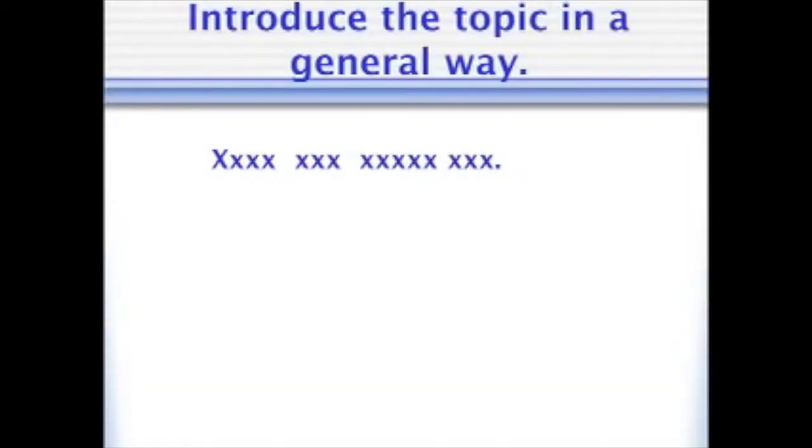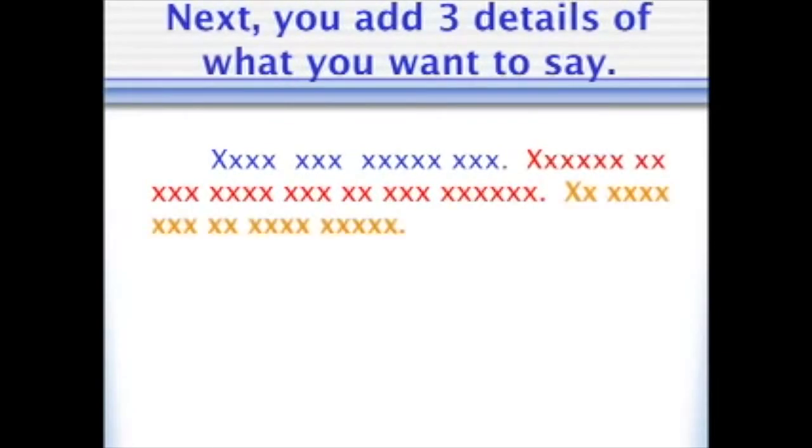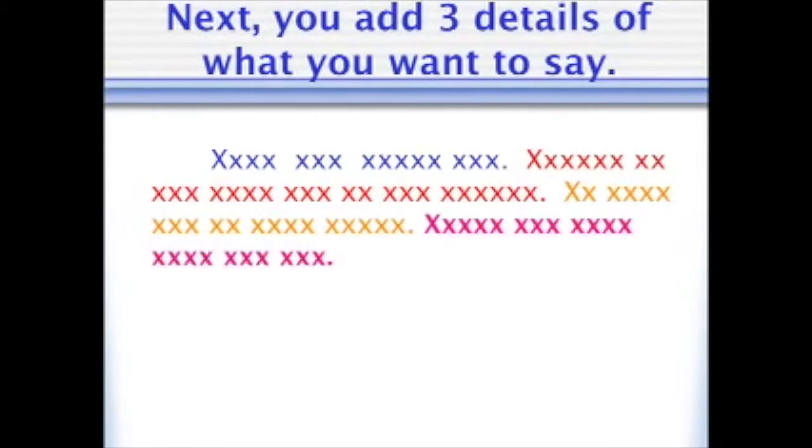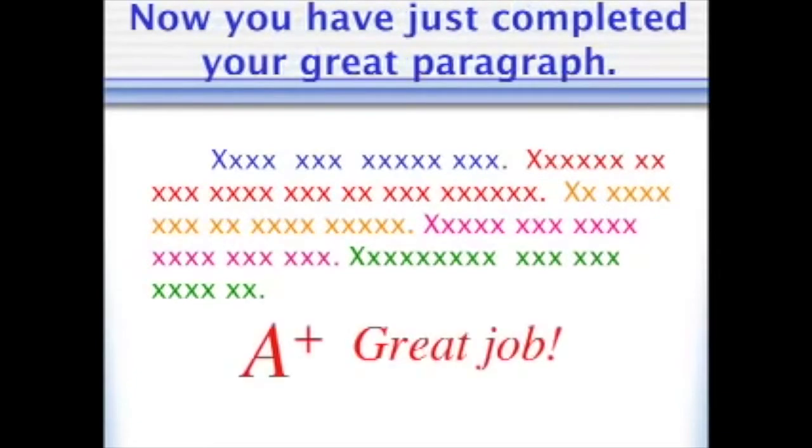Introduce the topic in a general way. Next, you add 3 details of what you want to say. Then you write a clincher, put this sentence last. Now you have just completed your great paragraph.